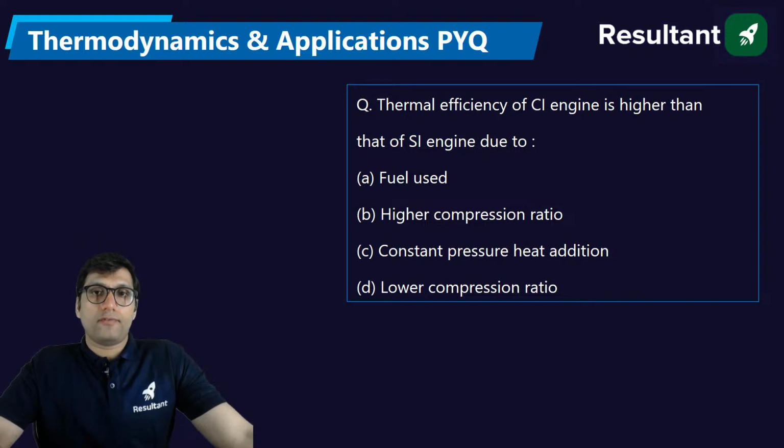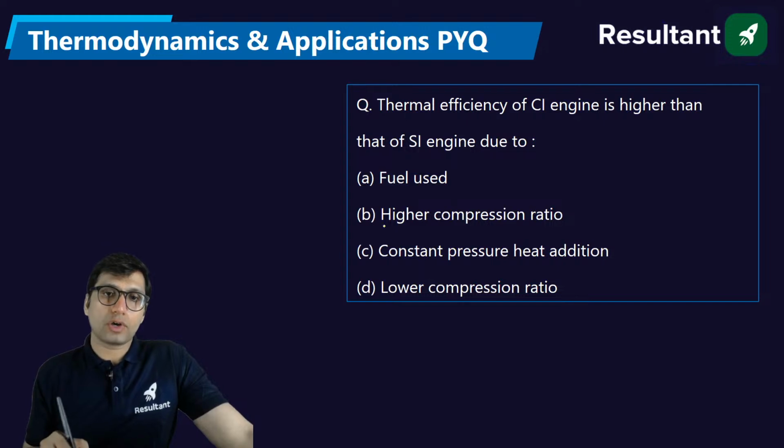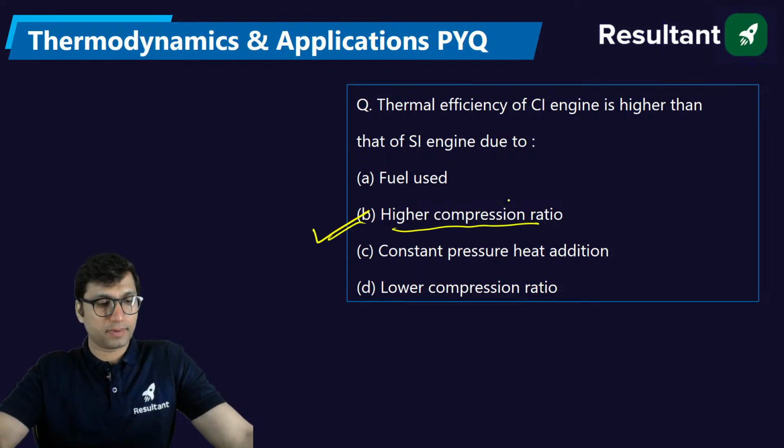Thermal efficiency of a CI engine is higher than that of a petrol engine due to what? Thermal efficiency of diesel engine is higher than that of petrol engine. Why? Because of higher compression ratio. It is having more compression ratio.